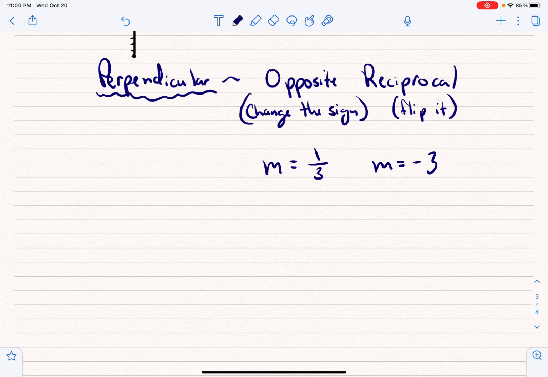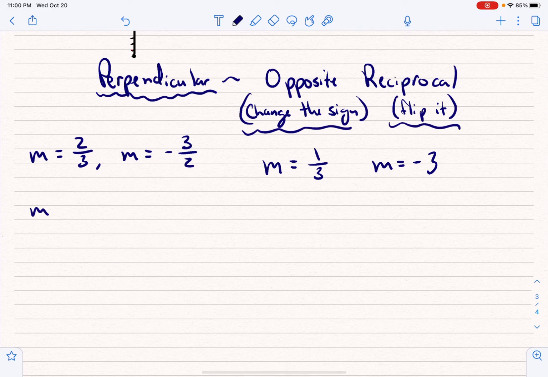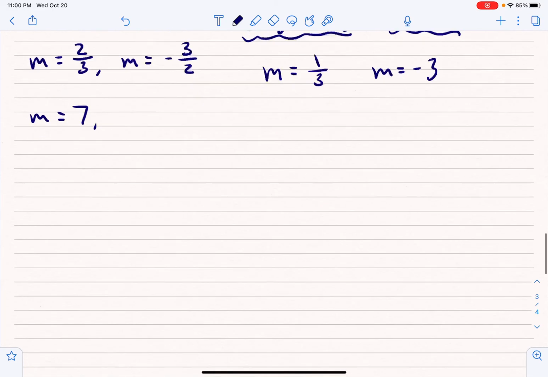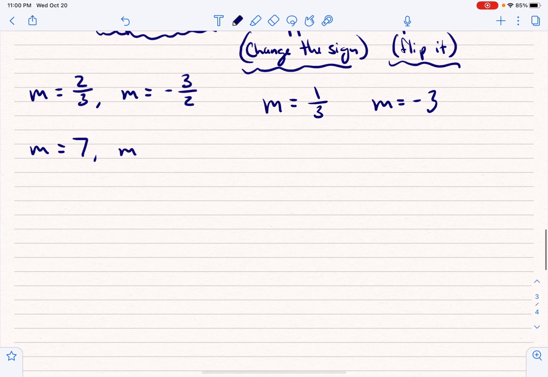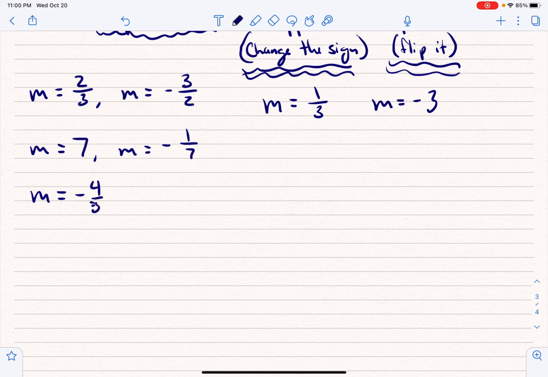So let's practice a bunch of opposite reciprocals. If I had a slope of 2/3, the opposite reciprocal would be -3/2. I change the sign and then I flip it. If I had a slope of 7, then the opposite reciprocal would be -1/7. I change the sign and then I flip it. If I had -4/3, then the opposite reciprocal would be, I'd change the sign and flip it, and I'd get +3/4. These are all examples of opposite reciprocals.